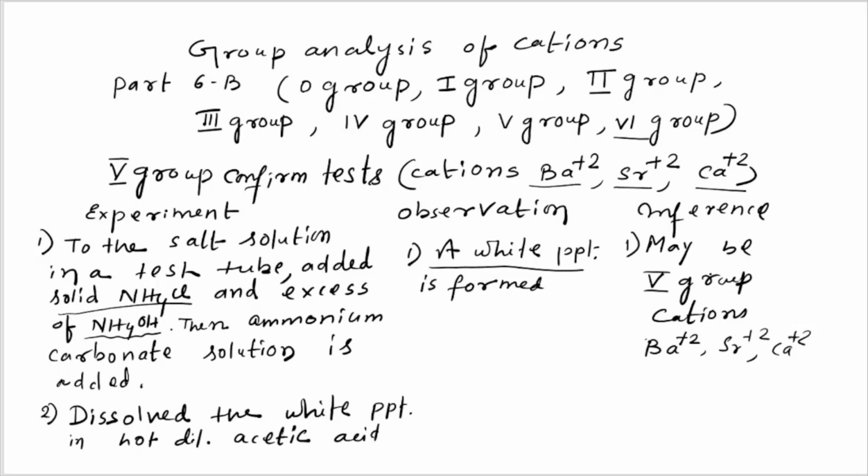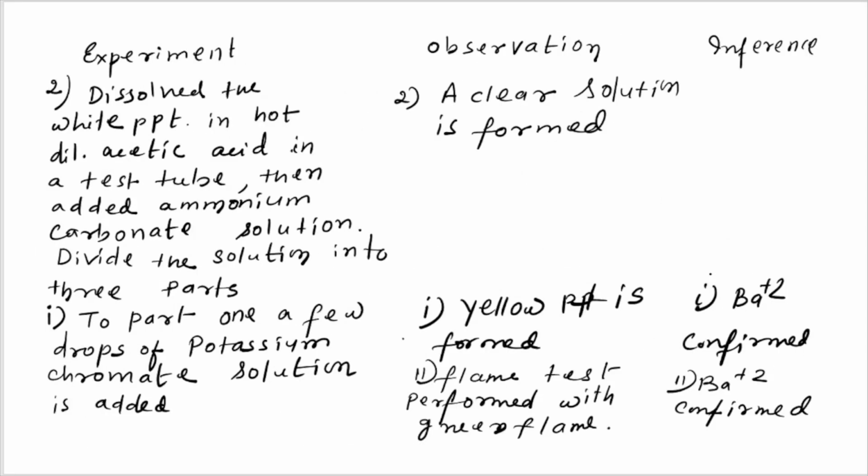Then how can you do the confirmed test? Because the 3 cations all give a white precipitate, you should check Ba plus 2 first. Dissolve the white precipitate in hot dilute acetic acid in a test tube. Important, see here: if you add dilute acetic acid, the white precipitate dissolves. Then add ammonium carbonate solution, and you will get a clear solution.